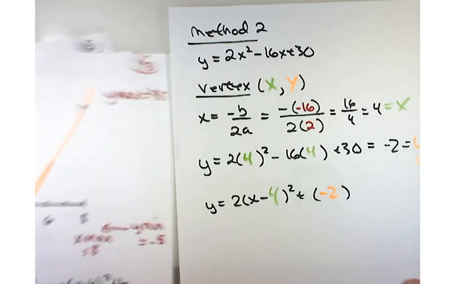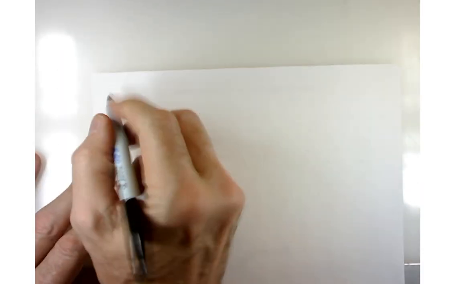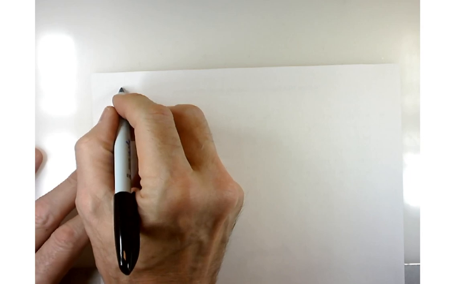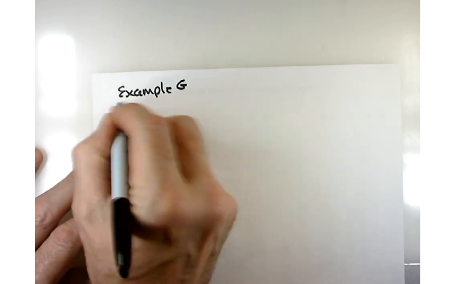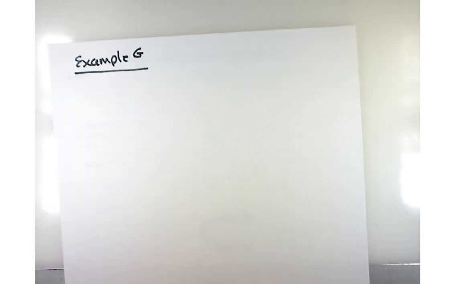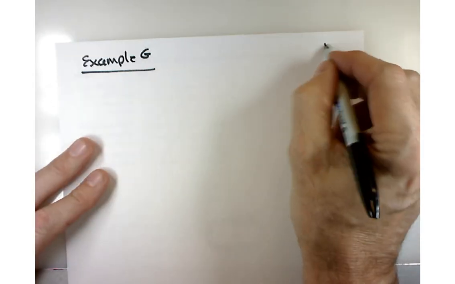All right, let's try another one. This one's going to work out a little bit different. It's not going to work out as nice and neat in terms of the x-intercepts. So I'm going to just tack this one on to the stuff that we had on our handout the other day. I'll call it example G.